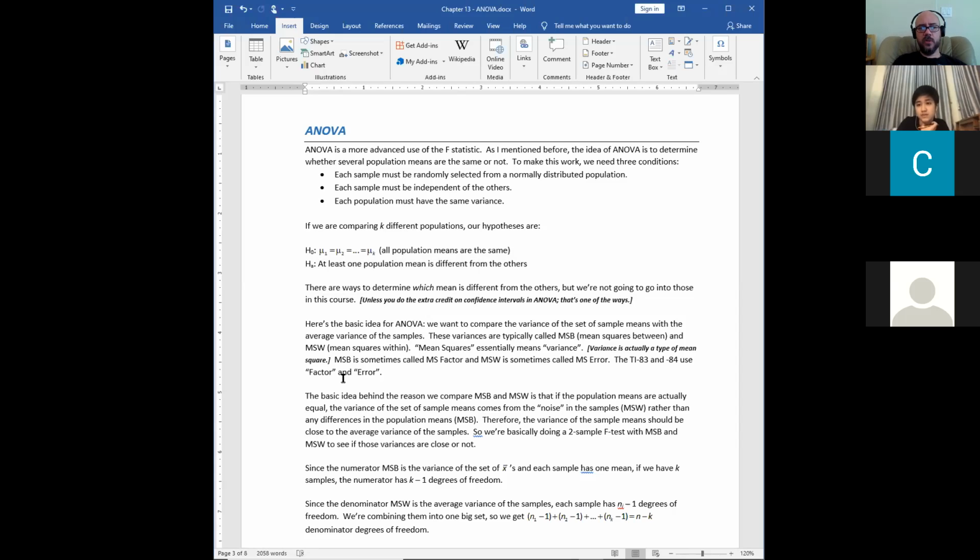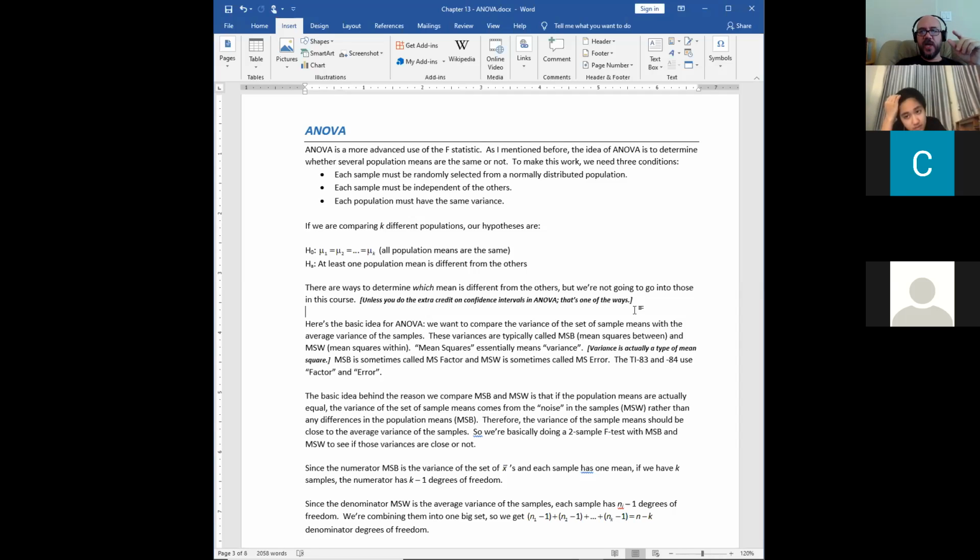Anyway, so here's the basic idea. And this is where it gets a little bit fancy. We're going to have two variances. Let me back up a second and do the setup. The setup for ANOVA is this. You have a bunch of different samples from different populations, and you want to see if their population means are all the same or not. Okay, you have several different samples, and you want to see if they come from populations with the same mean or not.